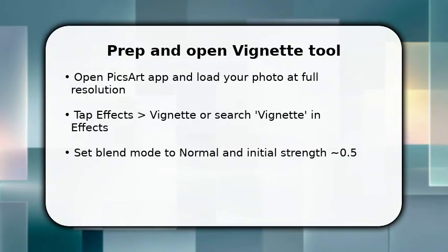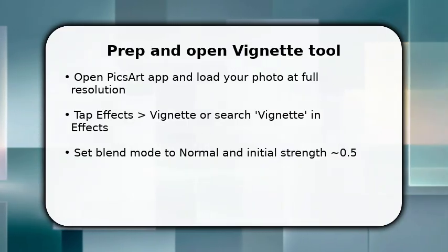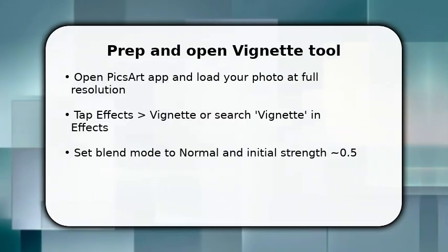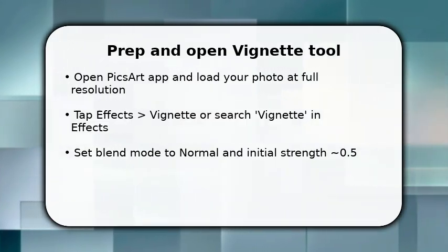You start by loading the exact photo you want to modify. Pick the highest resolution to retain detail. Once done, tap Effects and choose Vignette. If you don't see it, use the search bar.